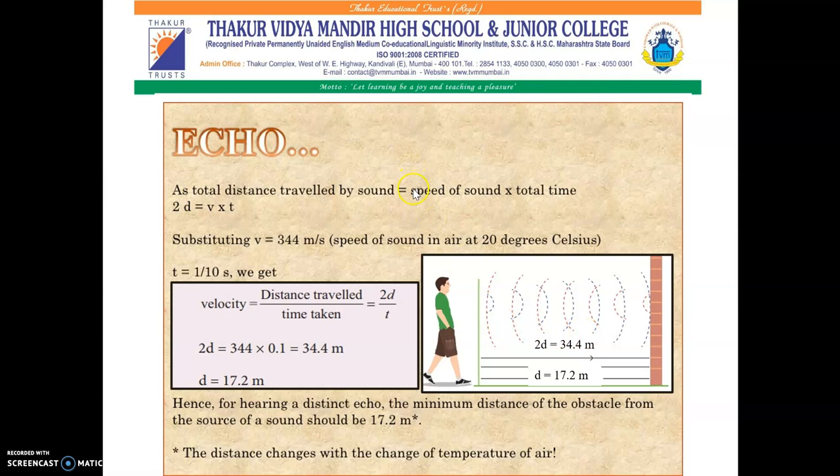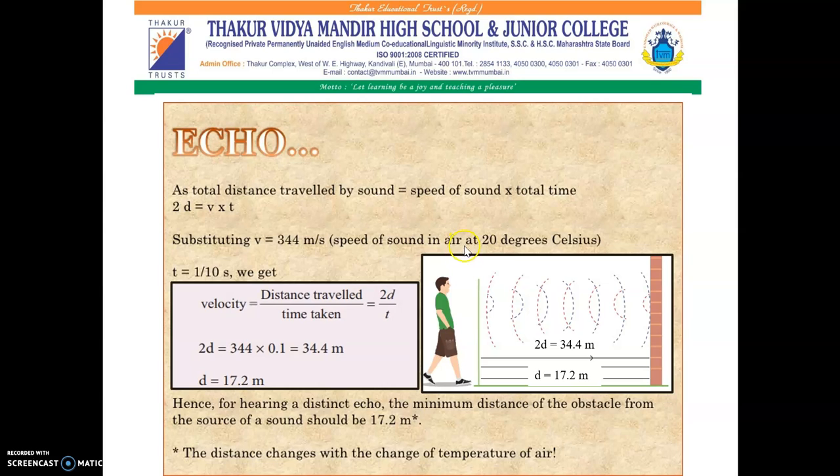So let us calculate. We know the formula for speed, that is equal to distance upon time. So from that we get distance equals speed into time. Over here, the distance traveled by the sound is twice d. Why? Because the sound will go in this direction and then it will get reflected and come back. So the total distance covered by the sound is twice the value of that distance. So 2d is equal to v, that is the speed of the sound, into the time taken.